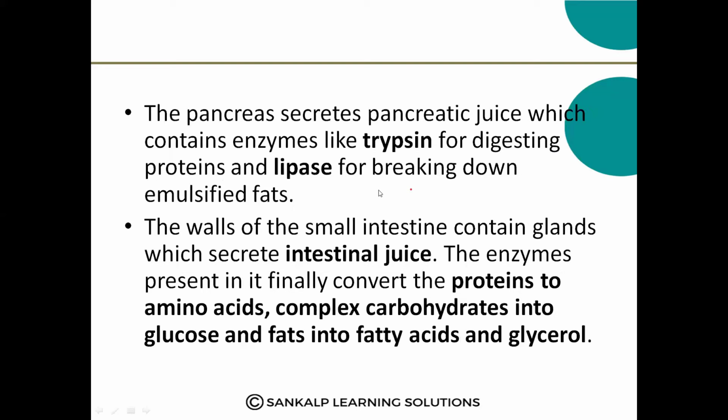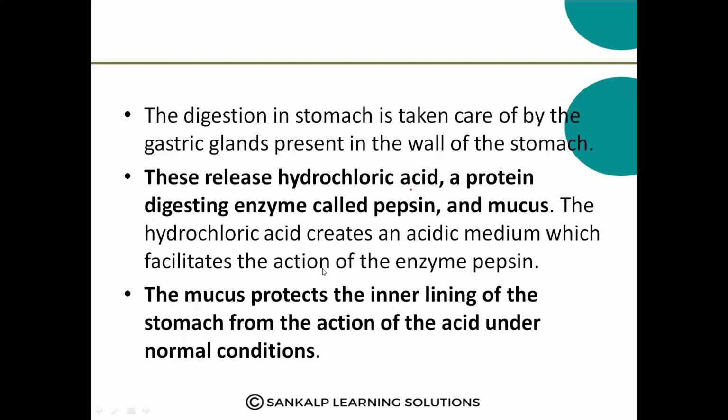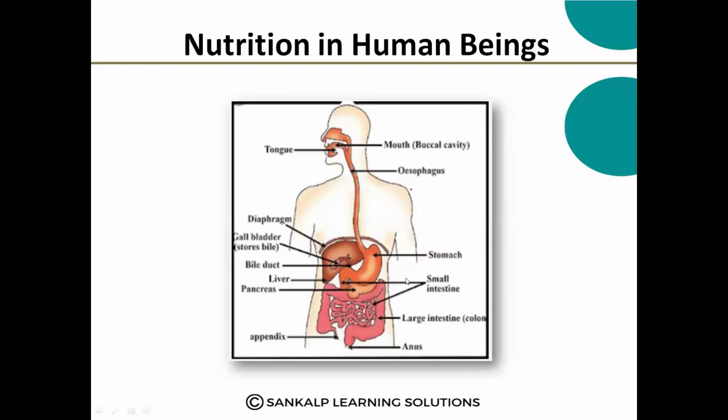Then pancreatic juice. The small intestine also receives some secretion from the pancreas. So you can also observe the pancreas here in this picture. So this is the pancreas, and the pancreas releases the pancreatic juice. The first function of the pancreatic juice is that it helps to convert the acidic food into alkaline food. And one more function is that it contains some enzymes.